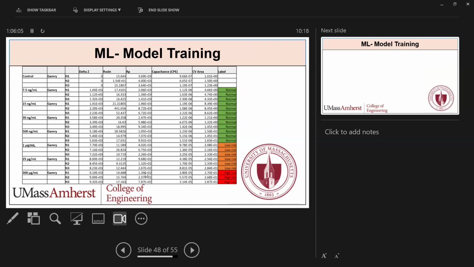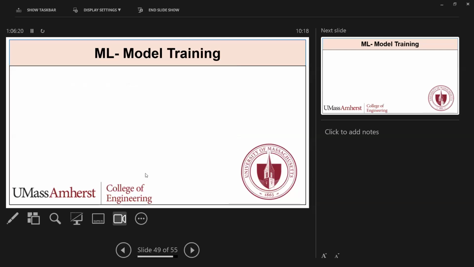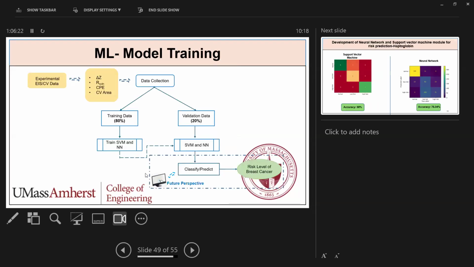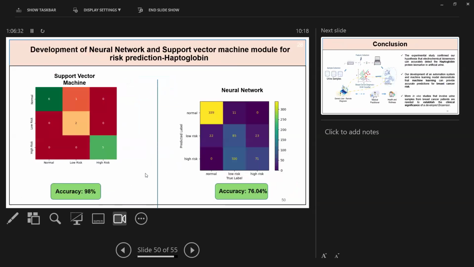No, it's definitely not like that. We had more than 10 to 15 or 20 Excel sheets with different biomarkers, different triplicates, and different parameters, associated with normal, low, and high risk. Then we trained the model with 80% training and 20% validation, using SVM and the neural network model. Finally, we got this confusion matrix, with accuracies of 98% and 76% for the neural network model.